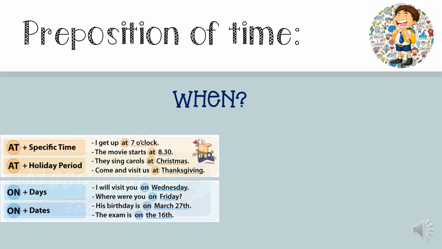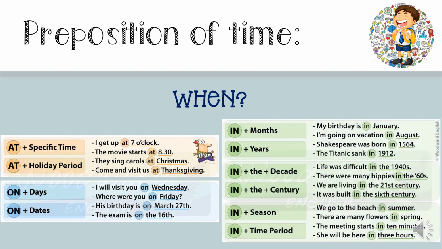We can use the word on with days of the week or specific dates. For instance, I will visit you on Wednesday, or his birthday is on March 27th. The last preposition of time is the word in. In has many functions. We can use in with months and years, in with a decade, in with a century, in with a season, and in with a time period.